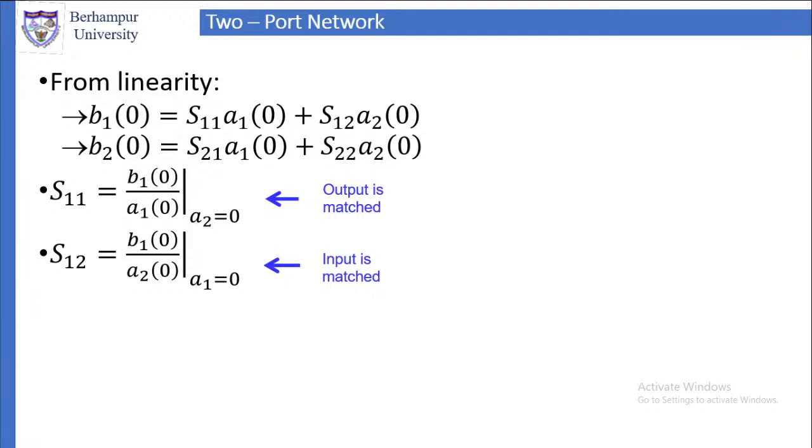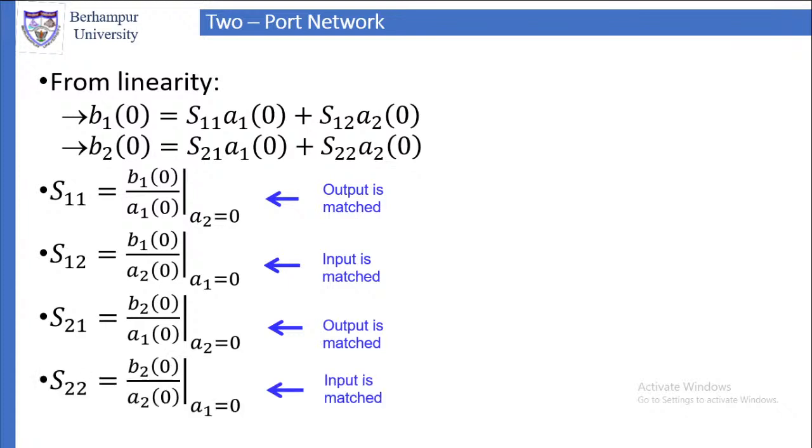Similarly, A1 equal to 0 means the input port is matched, so no power gets reflected from port 1. Similarly, S21 is B2 by A1 when A2 is equal to 0, when the output port is matched, and S22 is B2 by A2 when the input port is matched. So here the condition is either the output port is matched or the input port is matched.